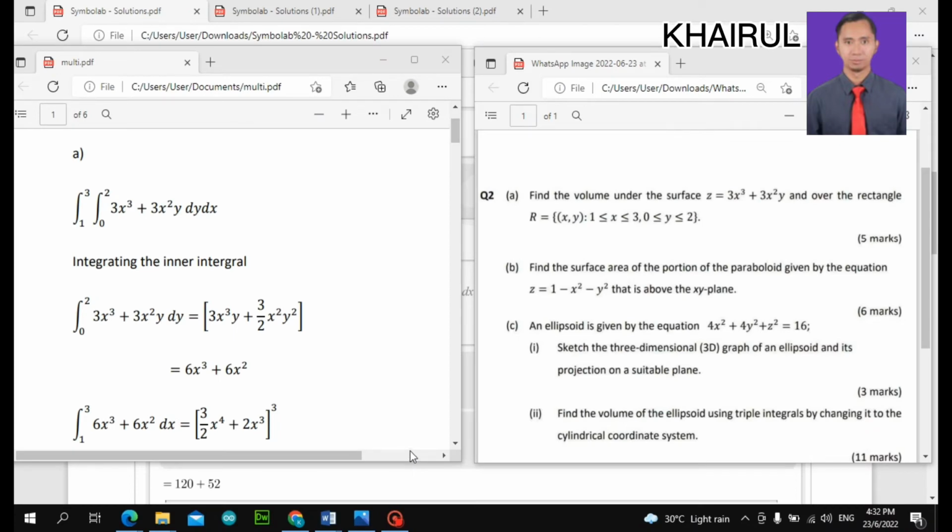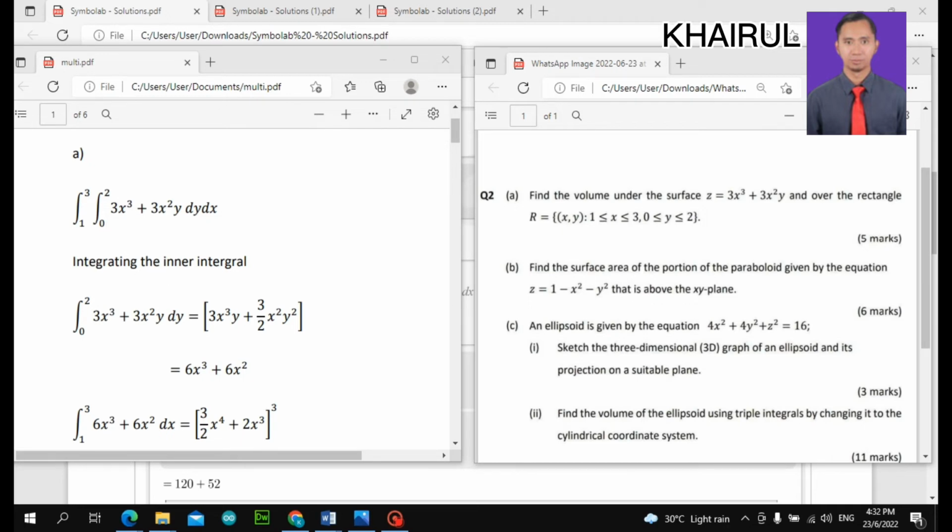My matrix number is CE210107. Okay, today I will show question 2 for the multivariable calculus assignment. Find the volume under the surface z equals 3x to the power of 3 plus 3x to the power of 2 y over the rectangle. Okay, for the manual calculation we use the double integral.